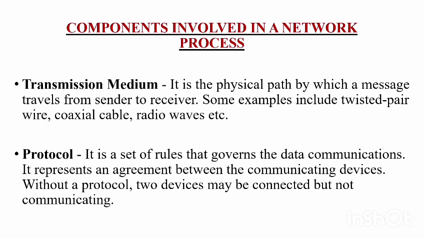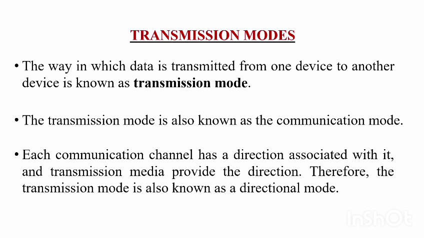The fourth one is the transmission medium. The transmission medium is the physical path used to communicate our messages from sender to receiver. Examples are twisted pair wire, coaxial cable, and radio waves. The fifth one is the protocol. It is the set of rules and regulations to communicate the data. It represents an agreement between the communicating devices. Without a protocol, two devices may be connected but not communicating.